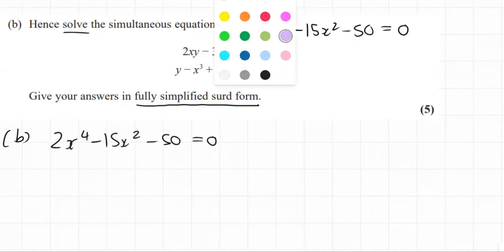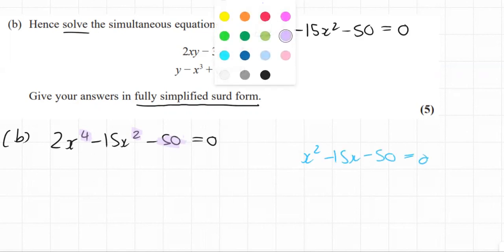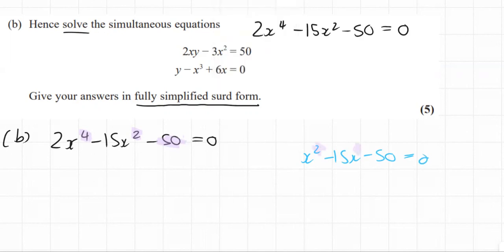It's just a trinomial because we have x double the middle x and a constant term over here. Normally a trinomial would be x squared minus 15x minus 50 equal to 0. And you see that the x squared is double the x1. So as long as this one is double that one, okay, then you're good to go.